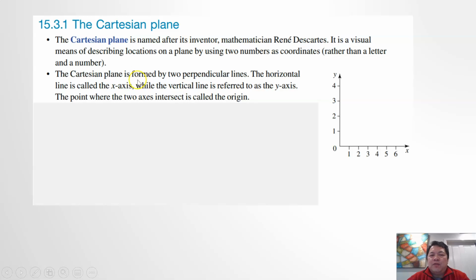Okay, the Cartesian plane is formed by two perpendicular lines. This is perpendicular because this is 90 degrees here, isn't it? The horizontal line is called the x-axis. The vertical line is called the y-axis. The point that intersects the two axes is known as the origin. So this part is called the origin. (0, 0) is the origin.